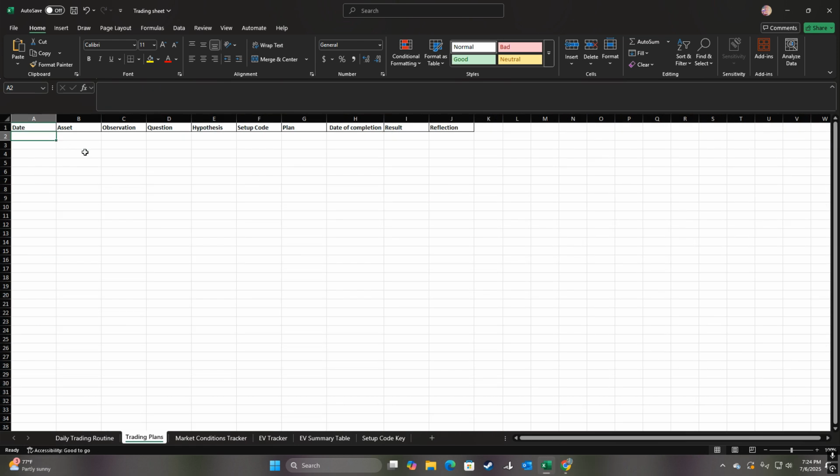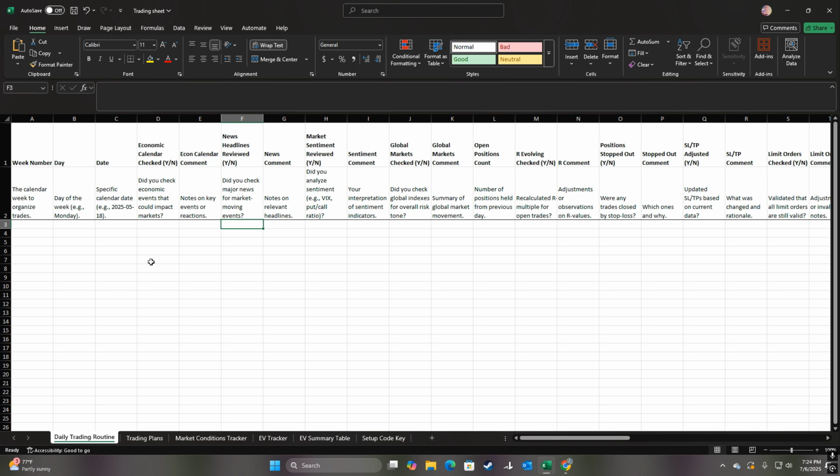Trading plans, you need to form everything kind of like the scientific method. So that's why I have the observation, question, hypothesis, setup, code, plan, date of completion, result, reflection. I haven't actually tried this yet, but I do need to. I've just been lazy, I think.